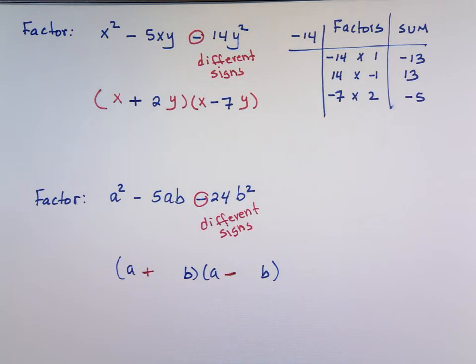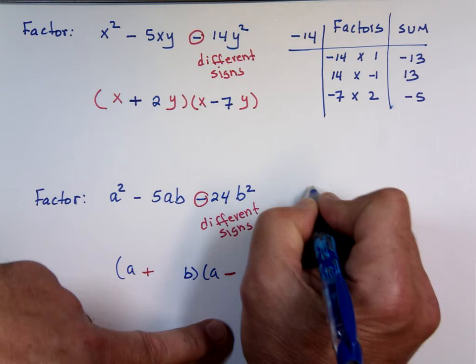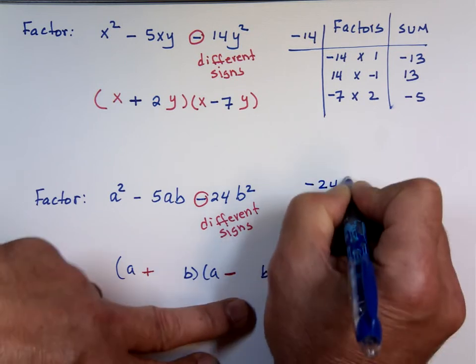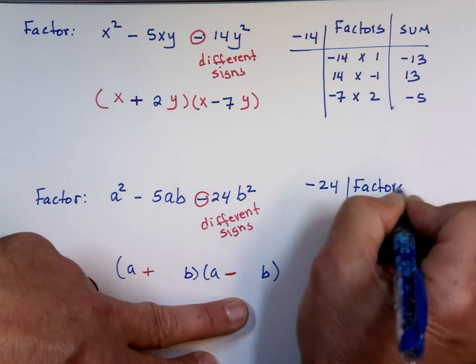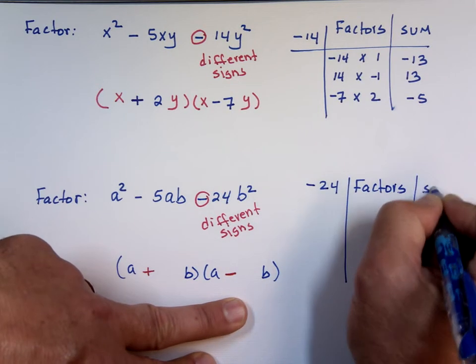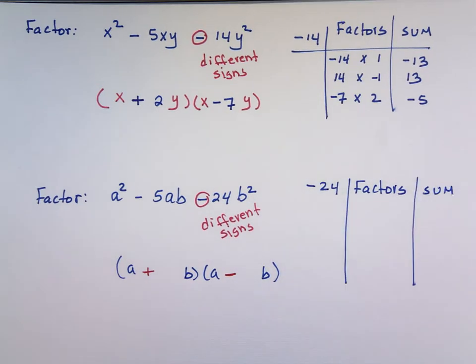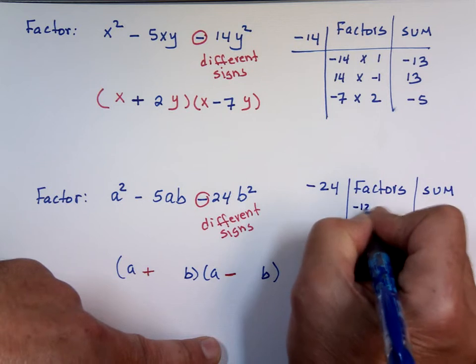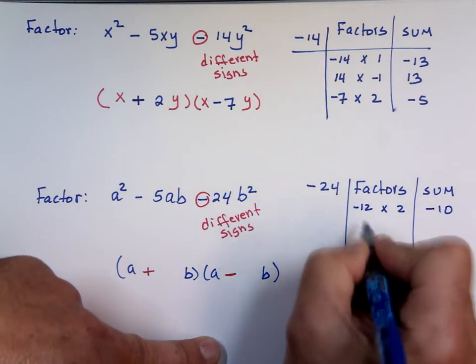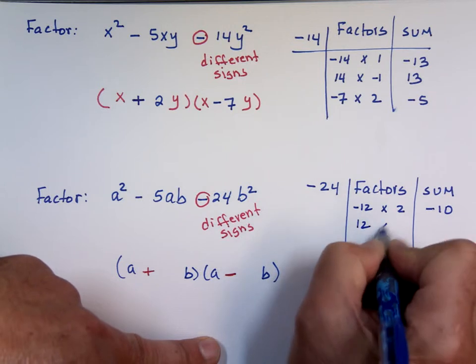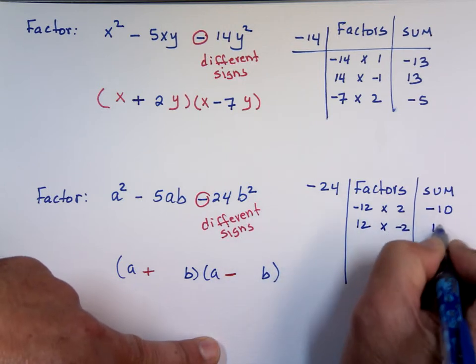Now let's take the negative 24, list the factors of that to see what the numbers are, and find their sum. I know 24 and 1 is not going to work, so I'm not going to waste my time on it. How about 12 and 2? Negative 12 times 2, that's a negative 10. If I switch the sign to 12 times a negative 2, that's a plus 10. That still doesn't work, because you want it to be negative 5.